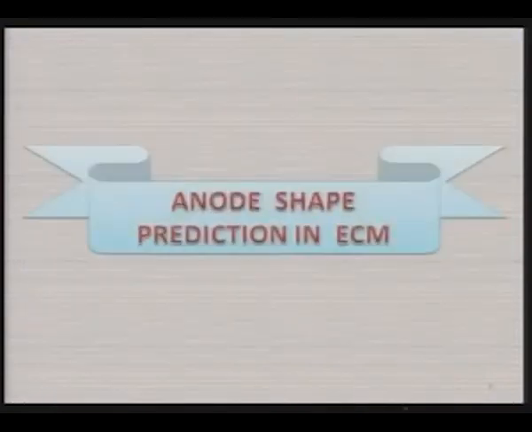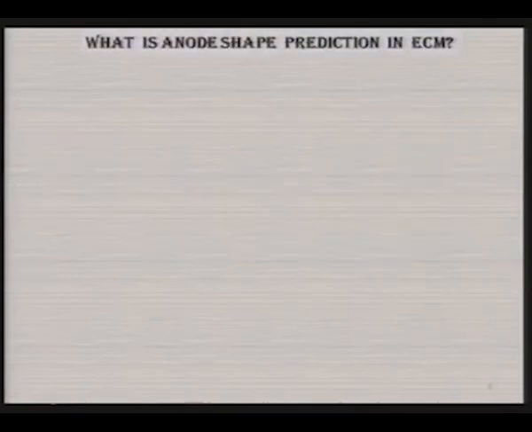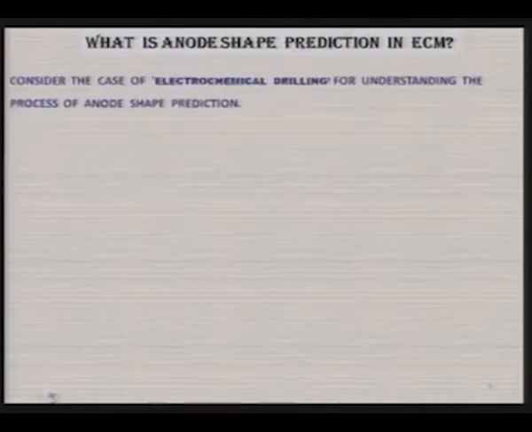Now, let us see anode shape prediction methods in detail and what it deals with. What is anode shape prediction in electrochemical machining? Let us try to understand it first. Consider the case of electrochemical drilling as I have shown to you in the earlier slide for understanding the process of anode shape prediction.